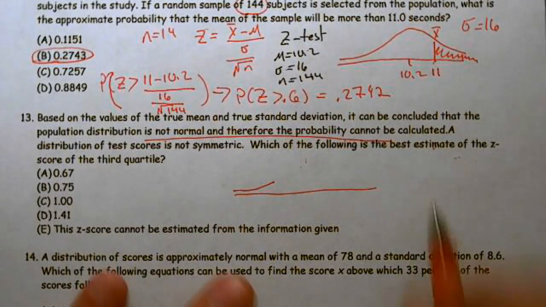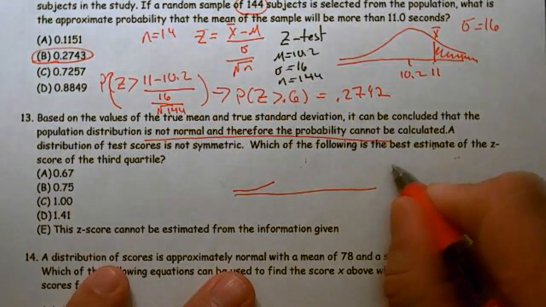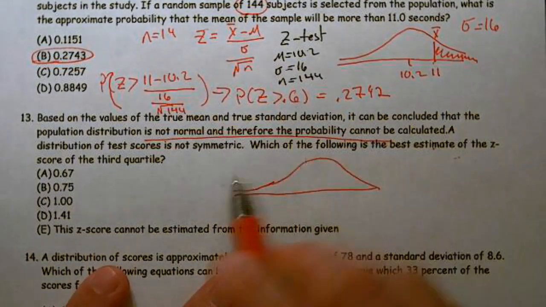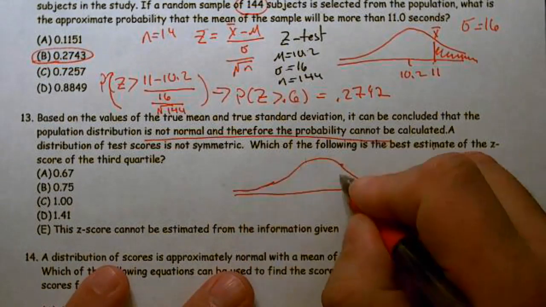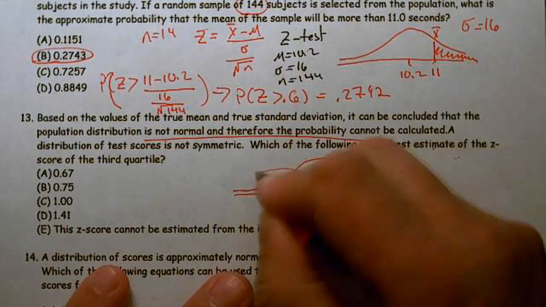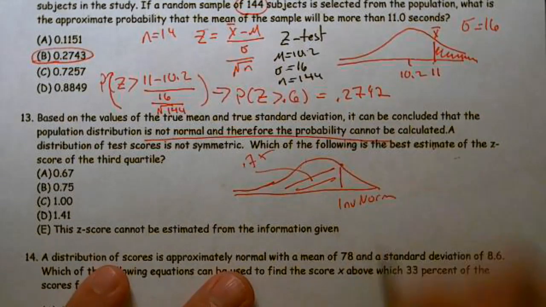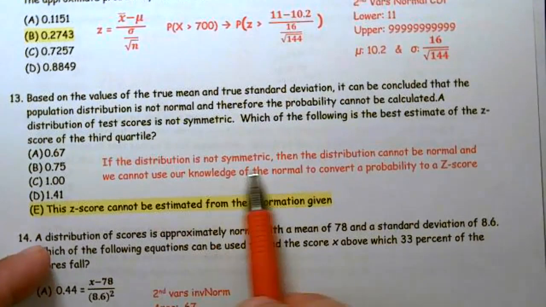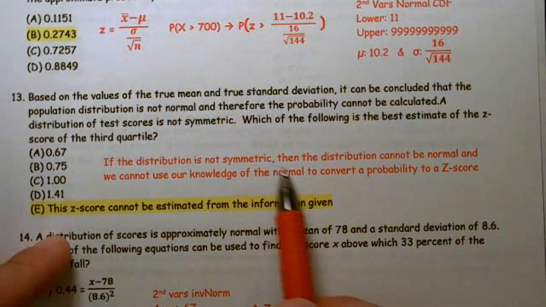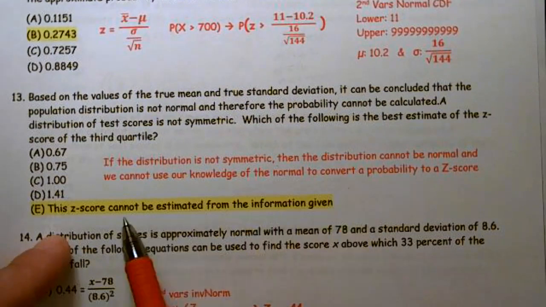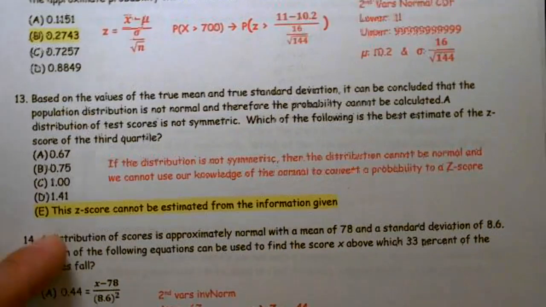In other words, normally what we would do is, oh, this is easy. If it were normal, and there's say third quartile, and you go, all right, I know that's 0.75, and I can get a z-score doing an inverse norm. But they just told us it's not normal. So consequently, we can't use an inverse norm. And if the distribution is not symmetric or not normal, we cannot use our knowledge of the normal to convert to a probability or z-score. This z-score cannot be estimated. All right, so E is the answer. You can't estimate that one.